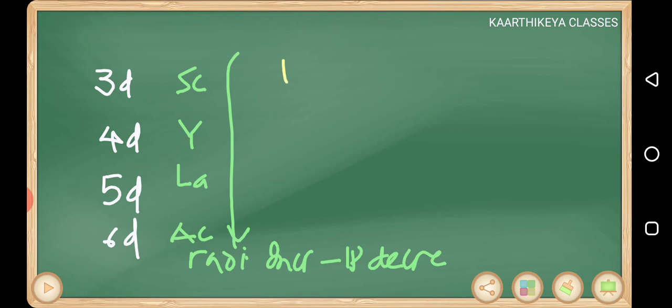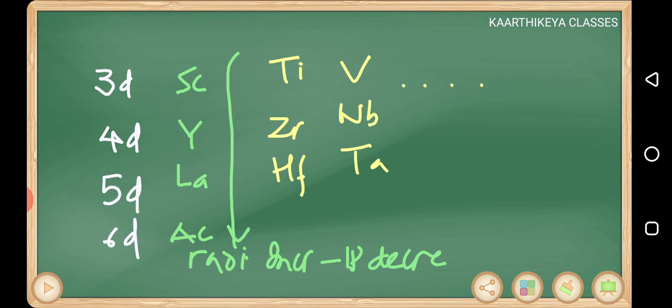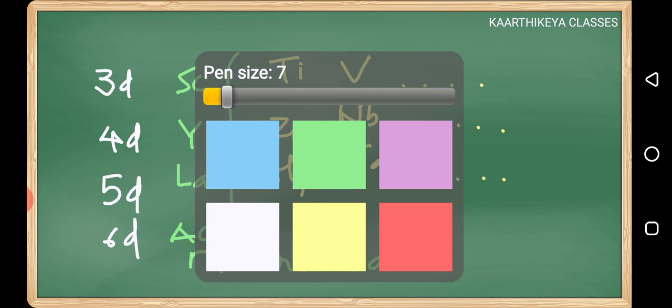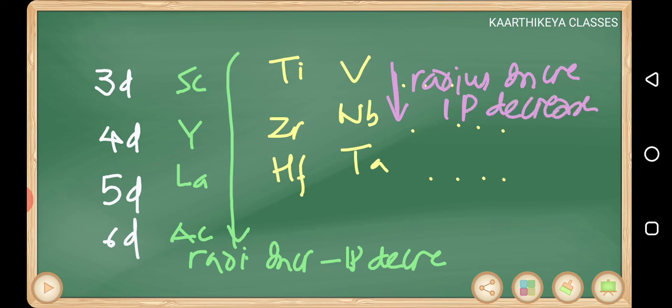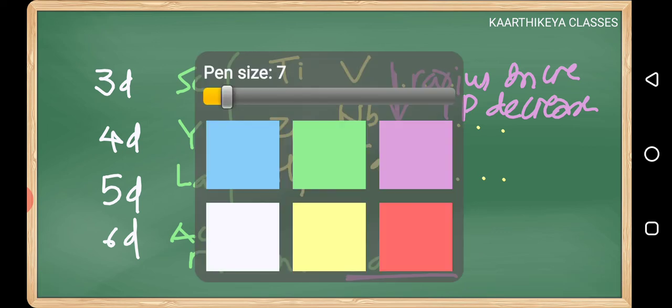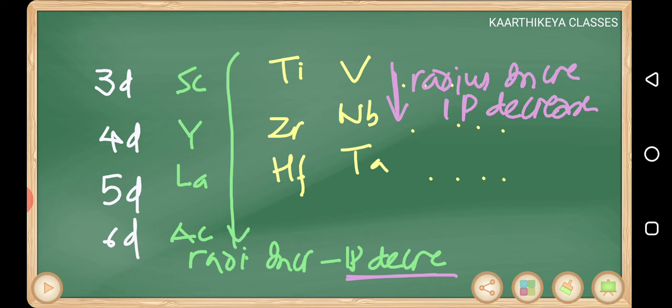But after scandium, the elements titanium, zirconium, hafnium, vanadium, niobium, tantalum, which are coming after scandium, yttrium, lanthanum, and actinium in the 3D, 4D, 5D, 6D series. From 3D to 4D, radius increases. When radius increases, ionization potential decreases. That is true, and it is decreasing, the regular trend. But the problem comes when you are discussing 4D to 5D series.